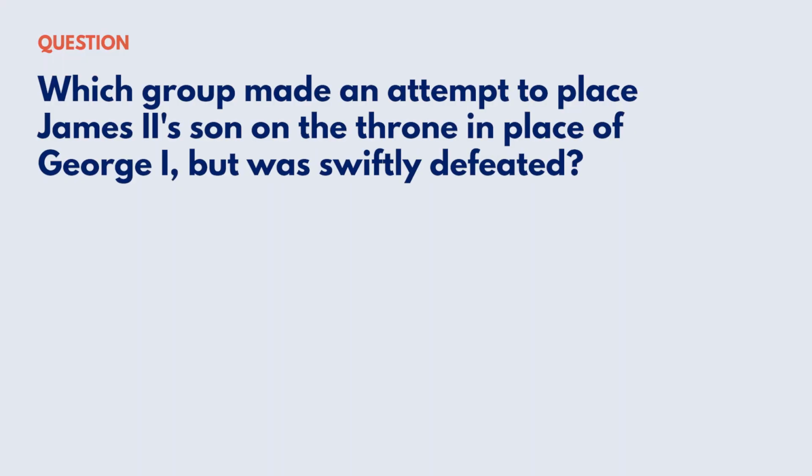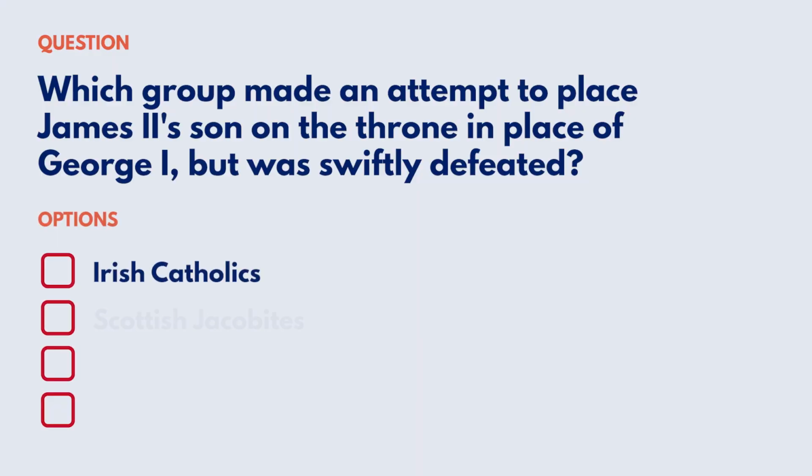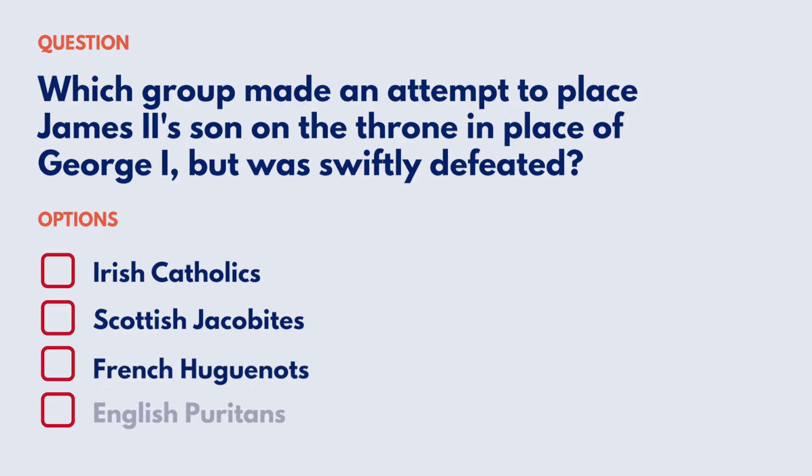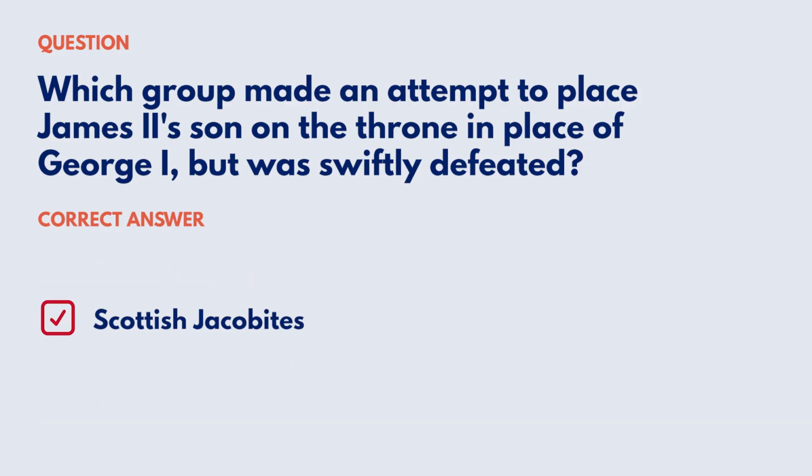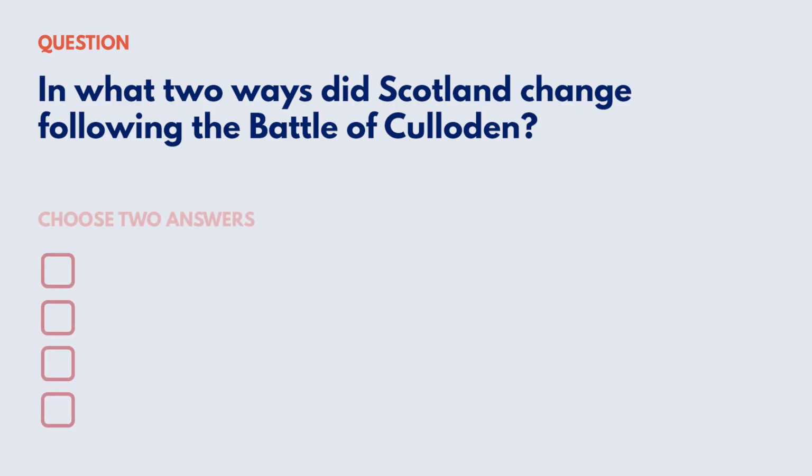Which group made an attempt to place James II's son on the throne in place of George I, but was swiftly defeated? Irish Catholics, Scottish Jacobites, French Huguenots, English Puritans. Correct answer. Scottish Jacobites. In what 2 ways did Scotland change following the Battle of Culloden?